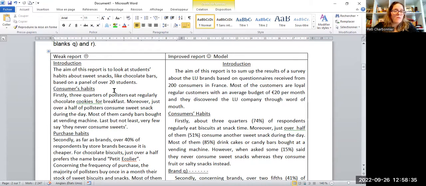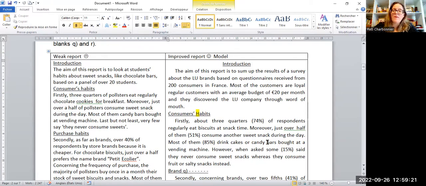Now here we have consumers' habits, and I changed it, added a little extra. You know, we always use in English a lot more capital letters here, so that's a capital letter. Then here you don't use them as much. Then here, firstly, 3/4 of pollsters eat chocolate cookies regularly for breakfast. Okay. So I added some percentages, which is better, you know, 3/4. And I put about, and it's actually just under 3/4. Okay.